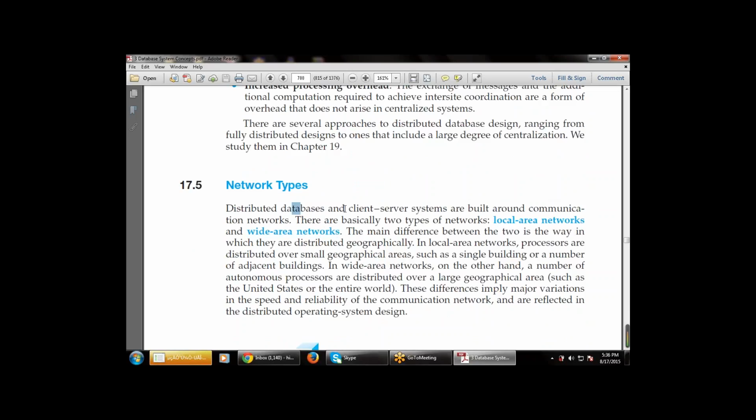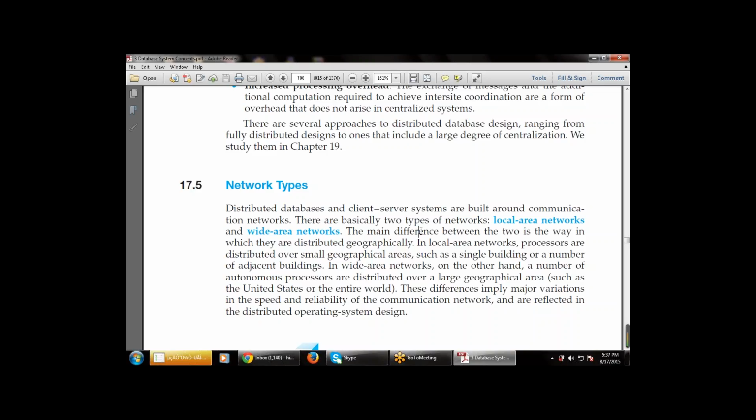Distributed databases and client-server systems are built around a communication network. Whatever the communication network available, they are built on it. There are basically two types of network. One is a LAN, a local area network. The other is a wide area network. The main difference between the two is the way in which they are distributed geographically.